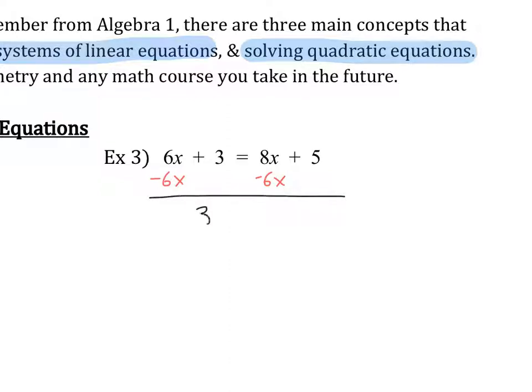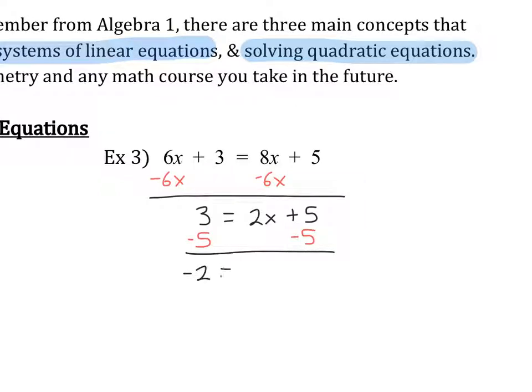So here I'm left with 3 equals 2x plus 5. So notice that I'm only combining terms that are the same. 8x minus 6x is 2x. 5 is a separate type of term, so it stays separate. Now here's my variable, which means I need to clear both of these numbers. So I'll start with this one. The inverse of addition is subtraction. So I'm going to subtract 5 from each side.